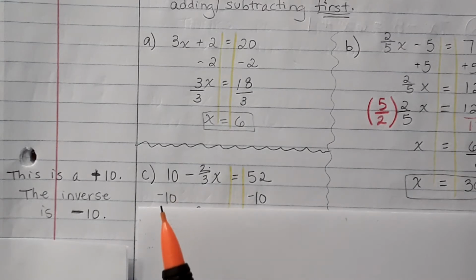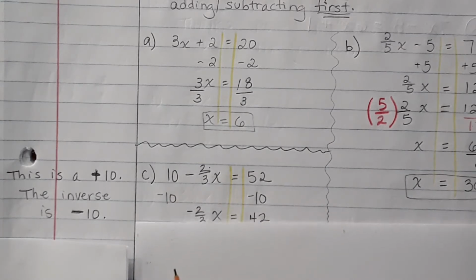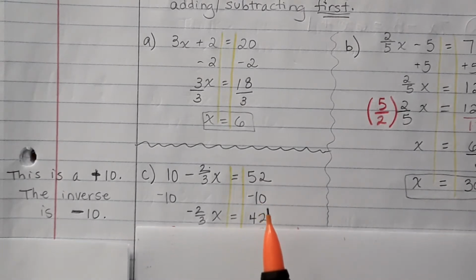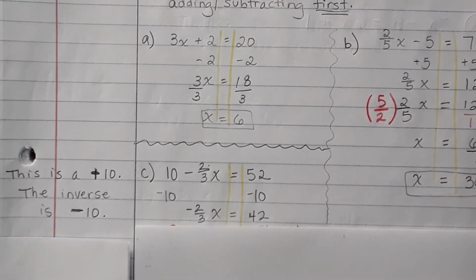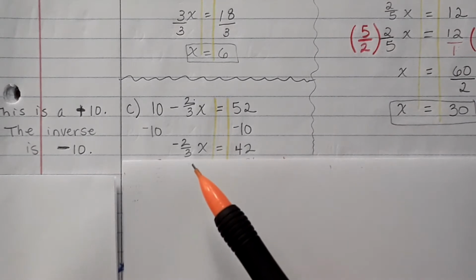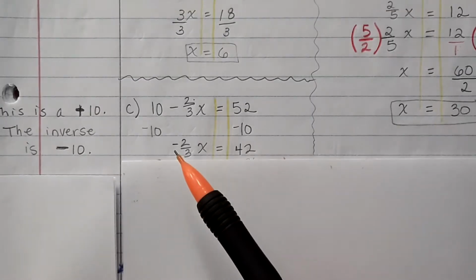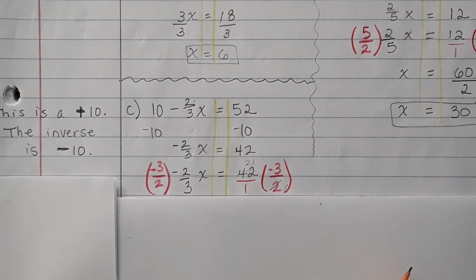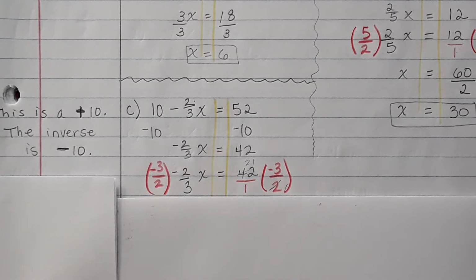What remains on the left? Negative 2/3 x, and on the right, working down, 52 minus 10 is 42. So we're again applying, if there is a fraction coefficient, we're going to multiply each side by the reciprocal. The reciprocal of negative 2/3 is negative 3/2. Now, the negative still stays, we just flip the fraction.